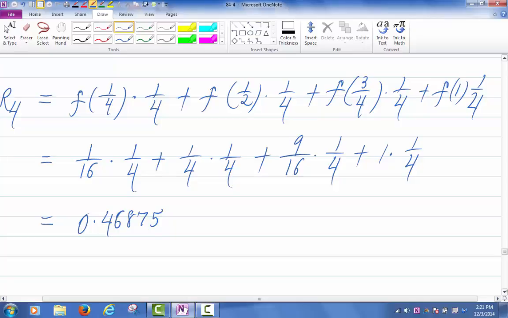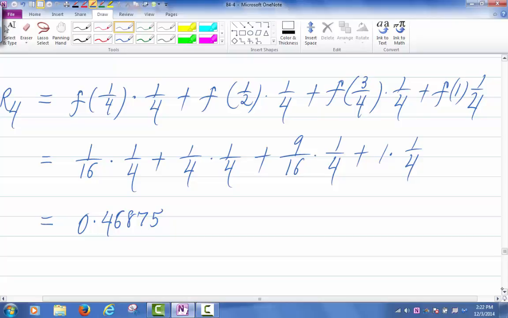Everybody's okay? Which one is bigger, R4 or L4? R4 in this case is bigger. There is a reason, because the function x squared between 0 and 1 is increasing. So whenever you have an increasing function, the right Riemann sum is always bigger than the left Riemann sum. Okay?